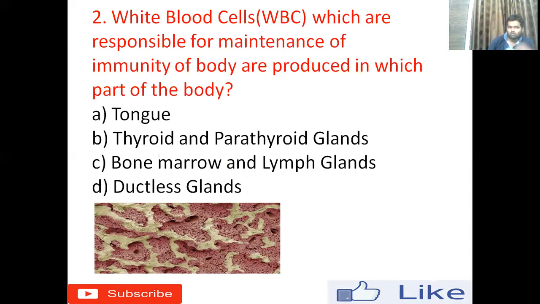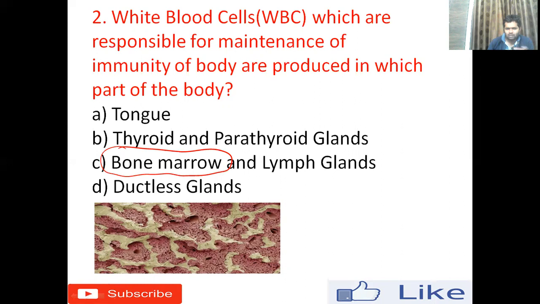Whichever foreign particles or external things enter our bodies, they basically fight against them. So white blood cells are very important to maintain a healthy life. So where exactly are they produced? Generally in our body, blood is produced inside the bone, called bone marrow. It is a spongy kind of thing inside our bone.